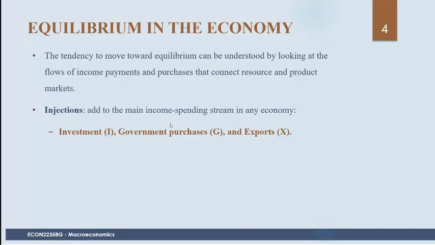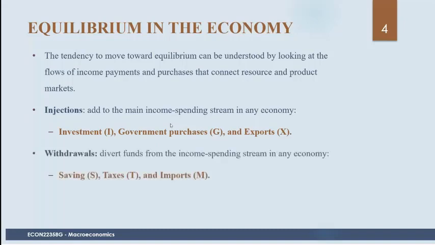Okay, so we can think of injections, and this textbook calls leakages withdrawals, same idea. So let's talk about the withdrawals first, because I already mentioned them. So the withdrawals are savings, taxes, and imports. And so these would divert funds from the income spending stream in the economy. But on the other hand, there are injections. So the corresponding injection related to savings would be investment.